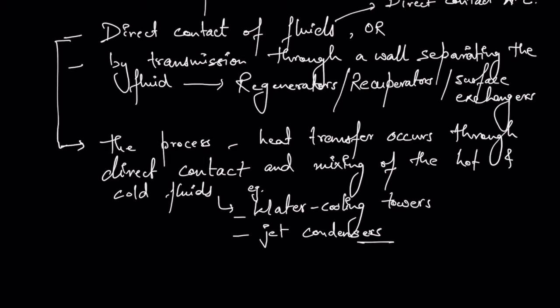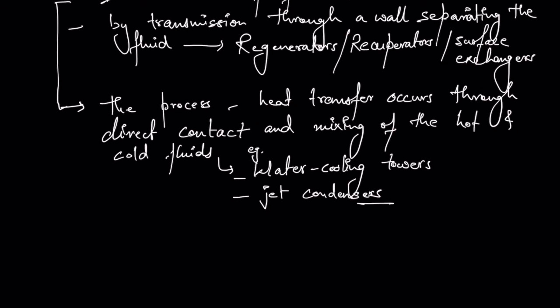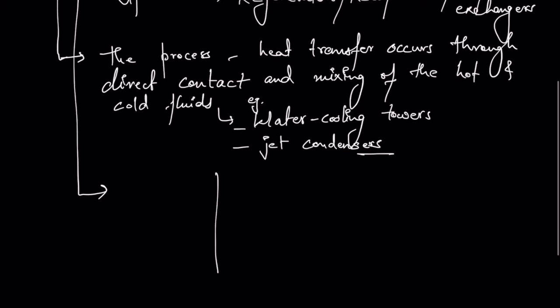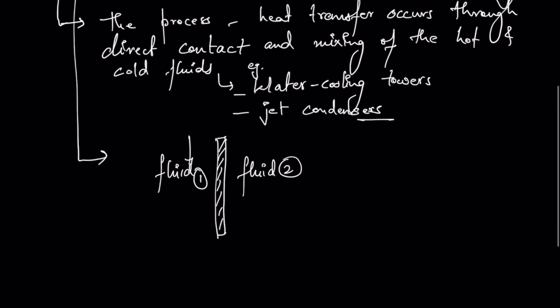The most common exchangers are the second type, recuperators, which we called. In this, both hot and cold fluids are separated from each other by a wall. Suppose this is a wall, so one fluid is on one side and the second fluid is on the other side of the wall. There is no direct contact here, so heat is transferred through this wall.